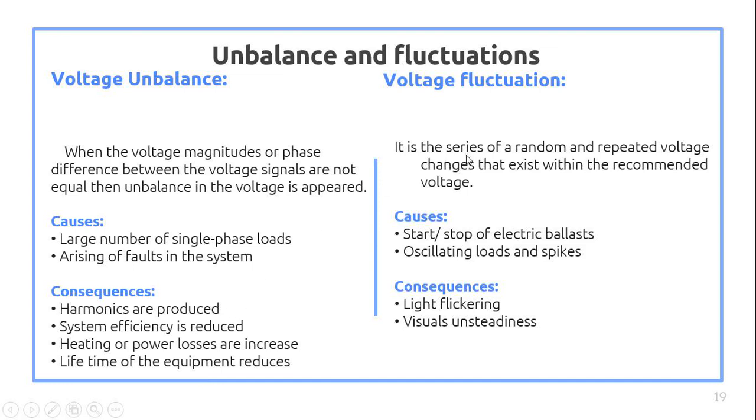Voltage fluctuation. It is a series of random and repeated voltage changes that exist within the recommended voltage range. Causes: start and stop of electric ballast, oscillating loads and spikes. Consequences: light flickering and visual unsteadiness.